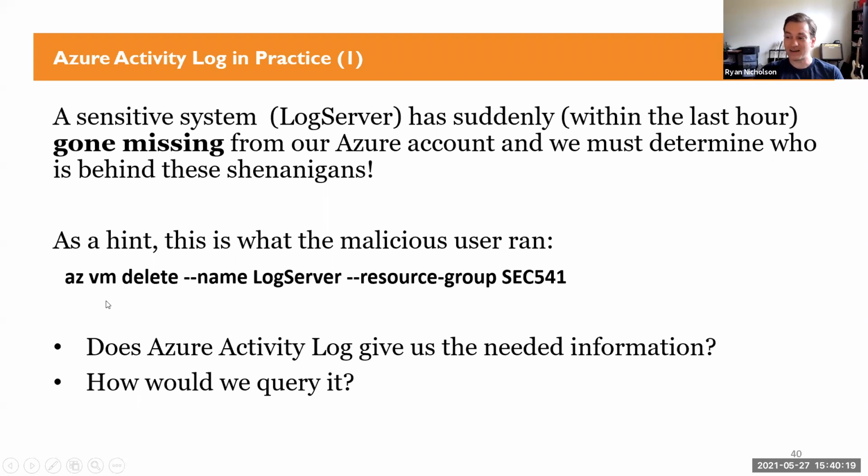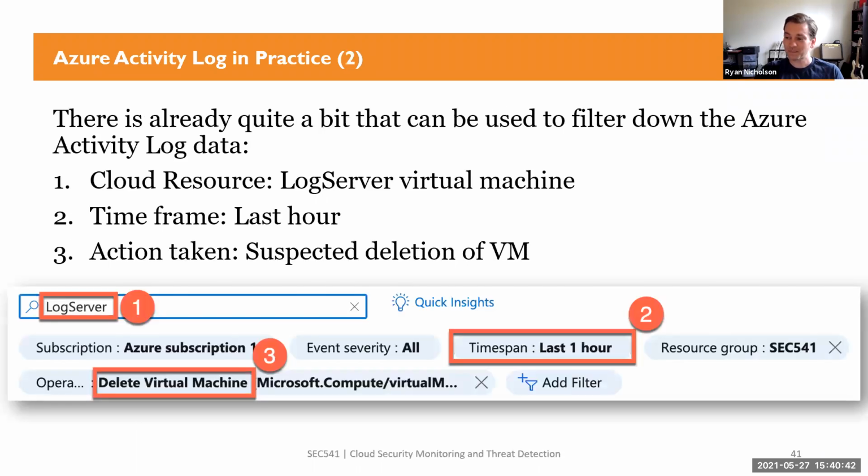Now the az vm delete command does exactly what it sounds like. You have to feed it, of course, some flags, like what's the name of the server, what resource group does it belong to? But if you have permission to do it, it's going to delete that virtual machine, right? So that could have been what happened. So let's move over to the portal, the Azure Activity Log in the portal, I should say, and see if we can sift through our data and see what comes up.